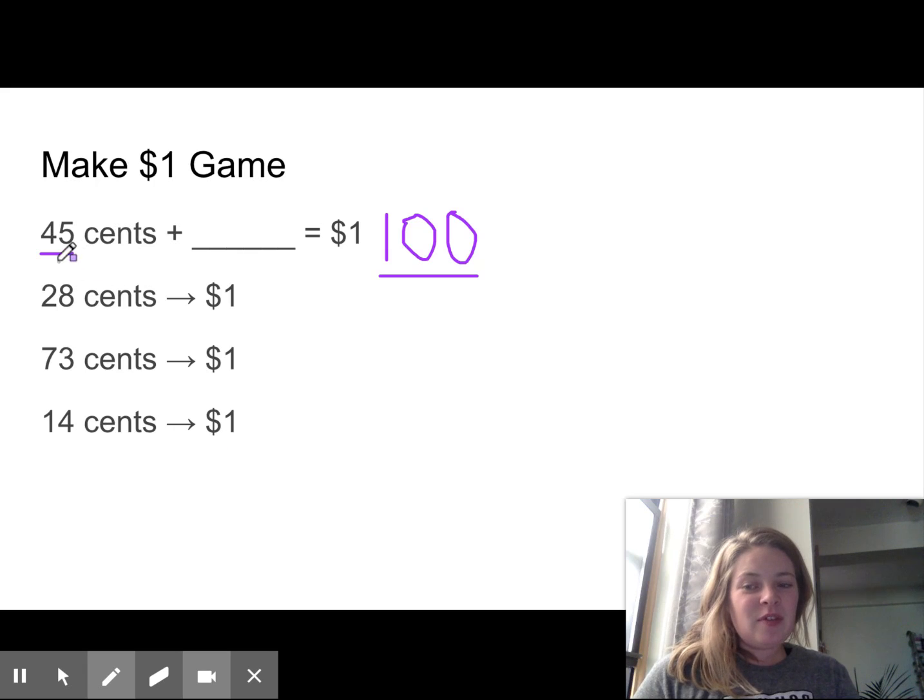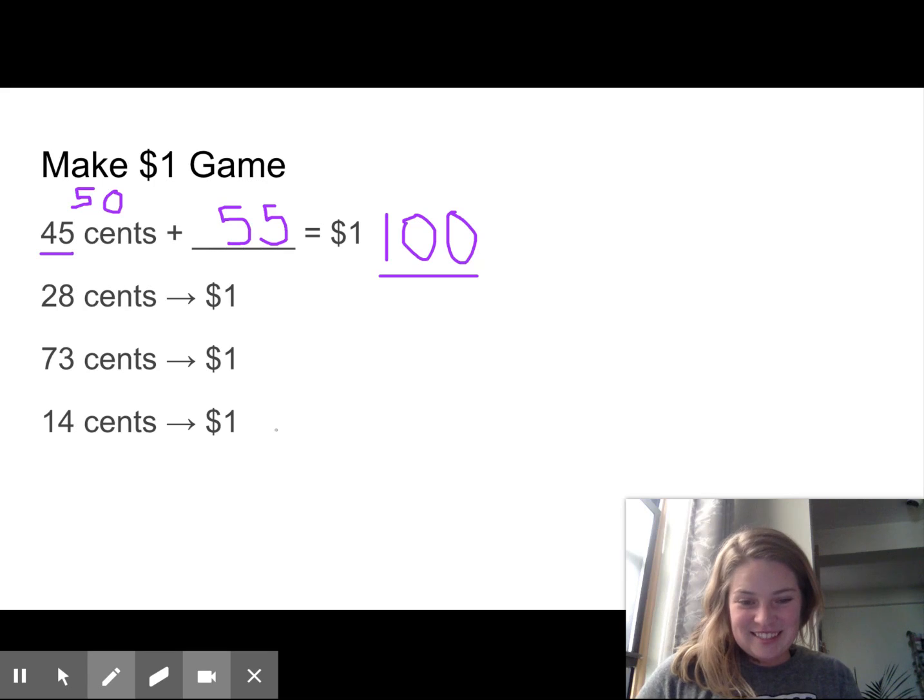Well, I know that 45 is close to 50. It's 5 away from 50. And I know that 50 plus 50 doubled equals 100. And since it's 5 away, I'm actually going to add that 5 over here, and then it becomes 45 cents plus 55 cents equals 100.